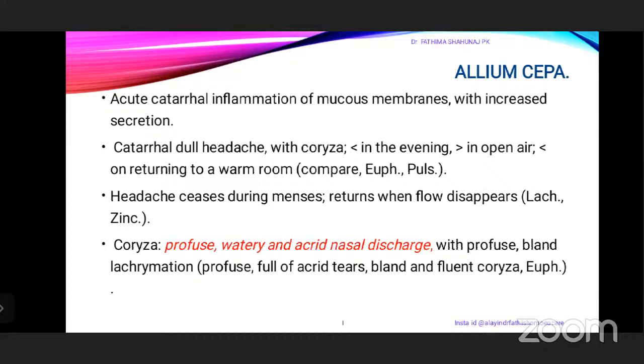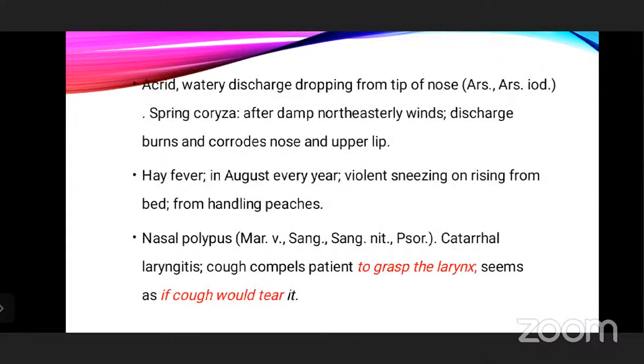Coryza, profuse watery and acrid nasal discharge with profuse bland lacrimation, which is reversed in Euphrasia. In Euphrasia, there is profuse acrid tears and bland and fluent coryza. Acrid watery discharge with drooping tip of nose, that is compared with Allium cepa and Arsenicum. Then spring coryza after damp northeast wind and discharge burns and corrodes nose and upper lip, hay fever in August every year, violent sneezing on rising from bed, from handling peaches. Nasal polyps can be compared with Sanguinaria and Sorinum.